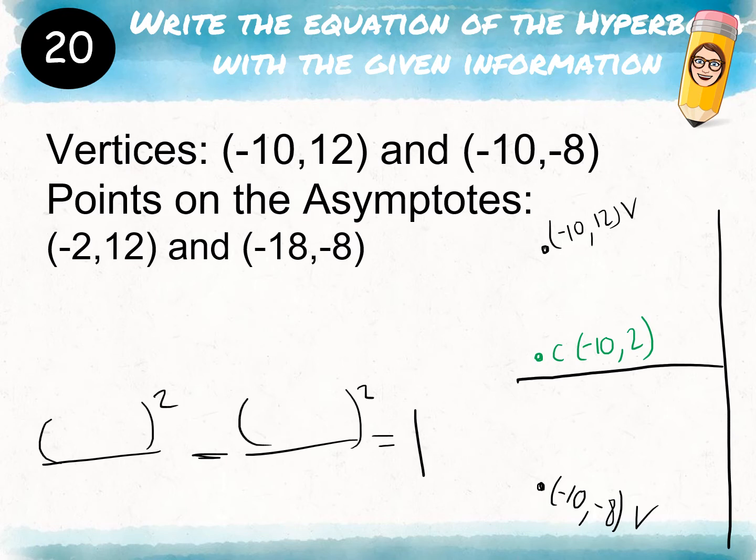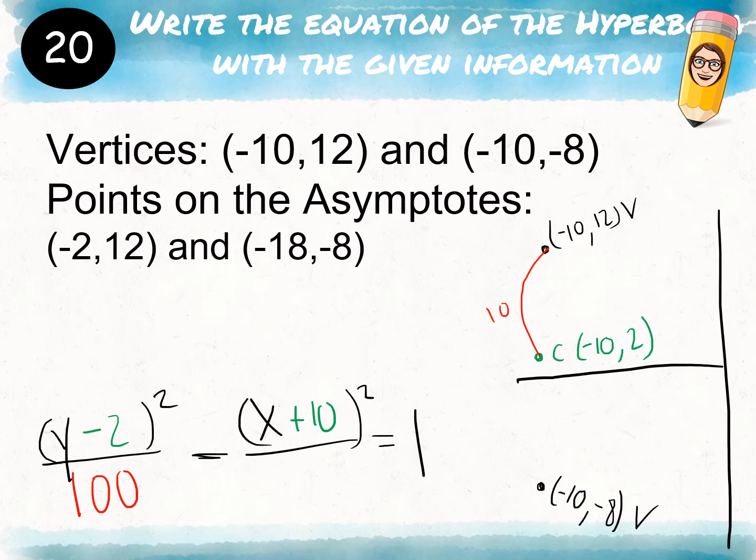It's orientated vertically, so that means the y comes first. My center point, it says x minus 10, so I write plus 10. It says plus 2, so I write minus 2. The distance from the center to the vertex is 10. 10 squared is 100. Wow, I got a lot of information just from that one little piece.